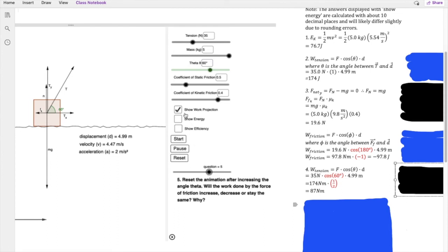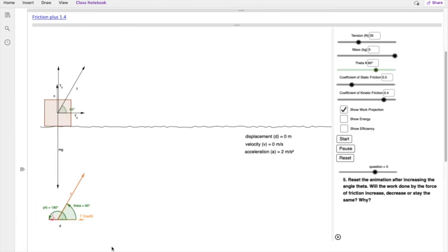Reset the animation after increasing the angle theta, and will the work done by the force of friction increase, decrease, or stay the same? So let's take a look at our diagram over here. So this was our original case. Will the force of friction be greater than, less than, or equal to this first scenario? So please stop, make a prediction. All right, now that you've made your prediction, we're going to start the animation and watch it run for a second.